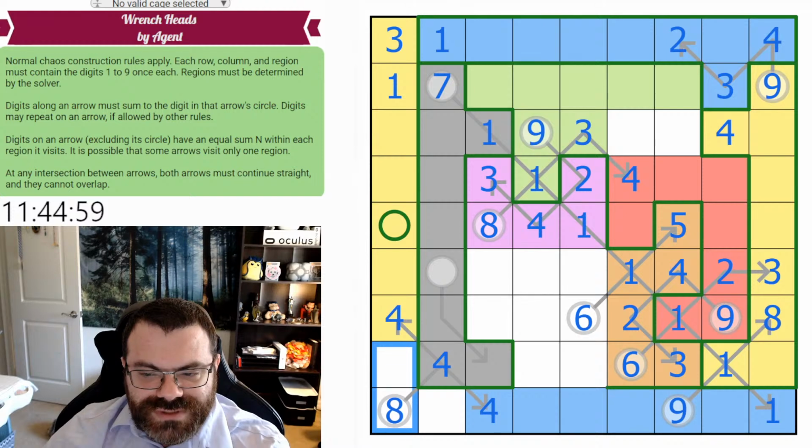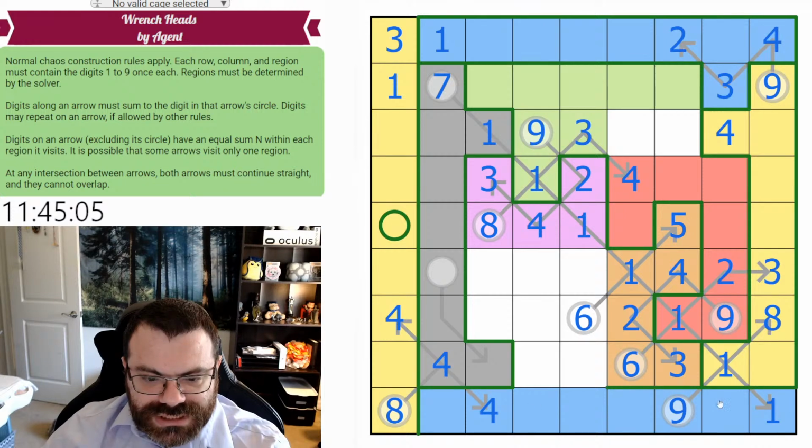Yellow now just finishes all the way down. It's the only way for it to finish. This one can only be blue. So now blue only gets 1 more, so this 6 cannot be blue. Can't be orange, so I guess it's purple.